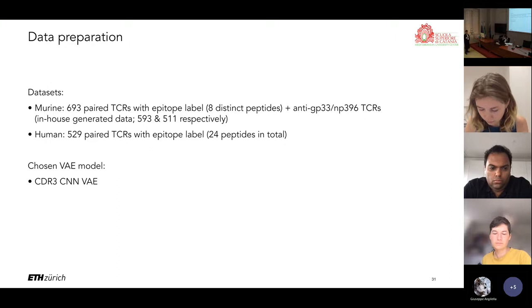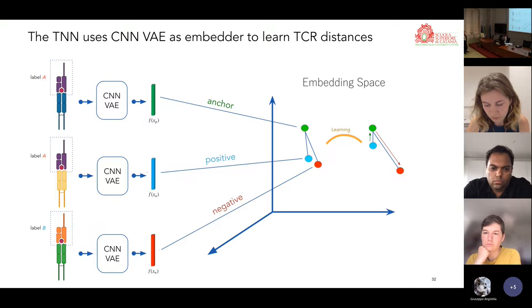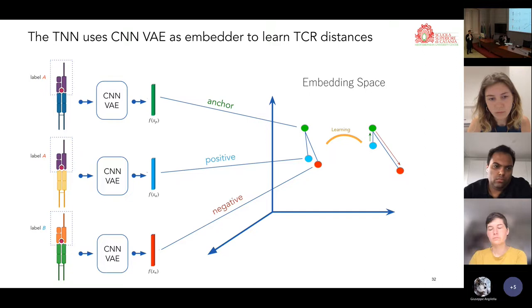And this is a sketch of a triple network. What it does is take pairs of TCR-pMHC and triplets of TCR-pMHC, of which two appear with the same label, label A in this case. By our pre-trained network, we can find a latent representation of the TCRs labeled by the pMHC specificity, project them into an embedding space, and then contrast the positive pair, constituted by the anchor and the positive of the same label, to the negative exemplar, the red one. In the learning step, the distance between the anchor and the positive of the same label is minimized, while the distance between the anchor and the negative is maximized by a certain margin.